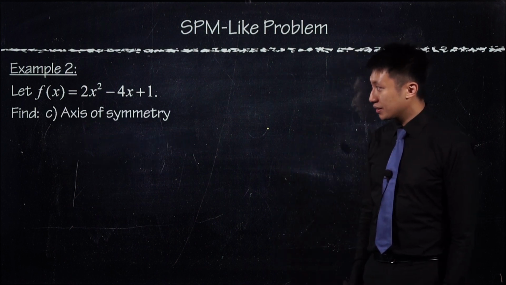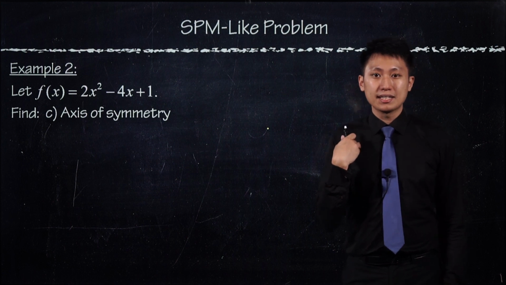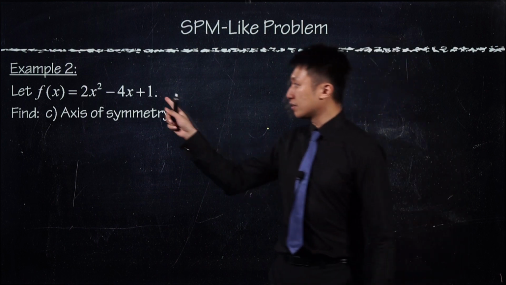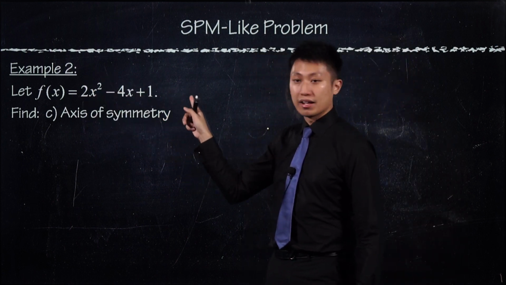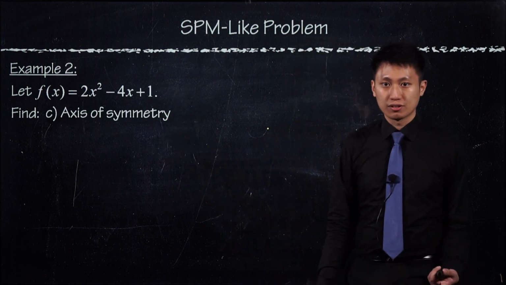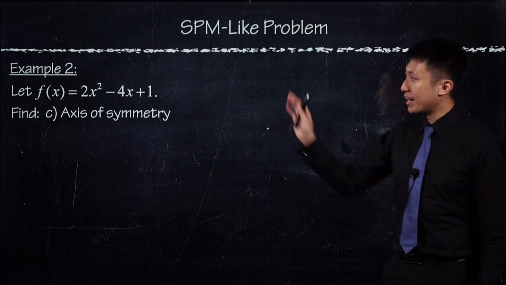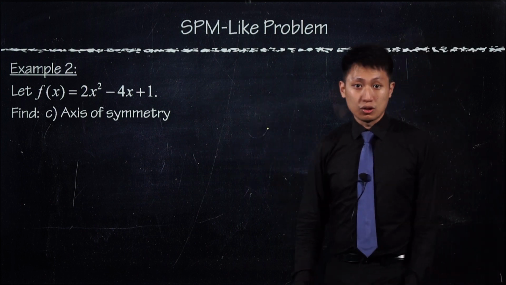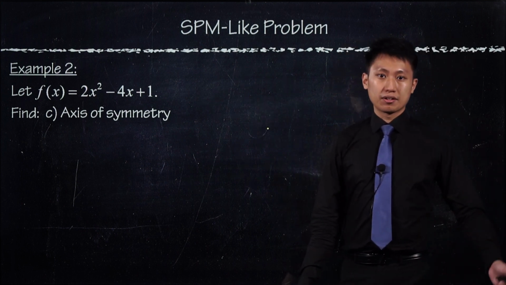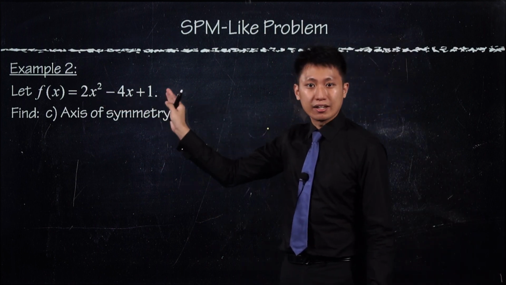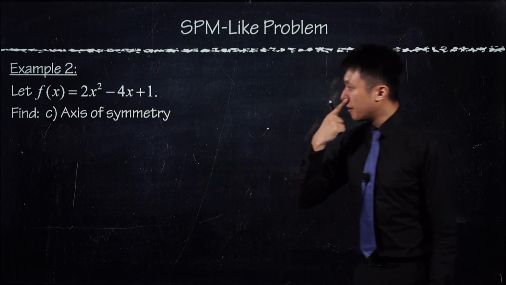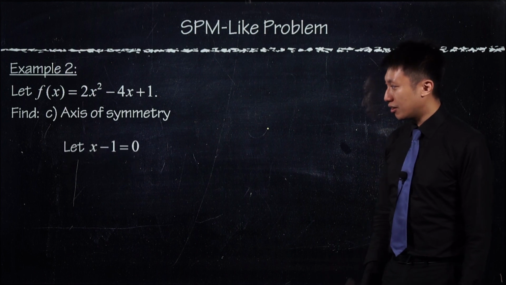Next, if I want to find the x-intercept, what do I do? I solve the quadratic equation, which means I find the roots of that equation. But for this question, it's only the y-intercept, so I let x equal 0. The x-intercept means y equals 0, which means you're solving this quadratic equal to 0. Axis of symmetry, we talked about it just now already.